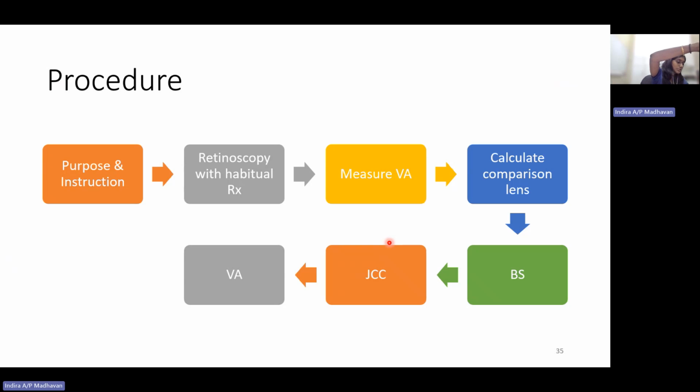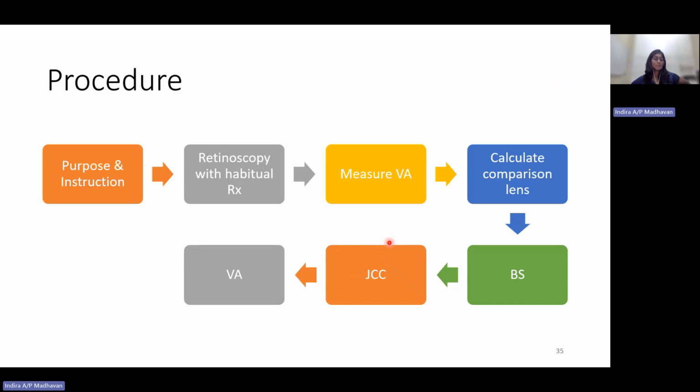Okay, now we move on to the procedures. When it comes to subjective refraction, refraction starts with purpose and instruction. Tell the patient why you want to do refraction, because low vision patients are very tired of doing this assessment at many places.